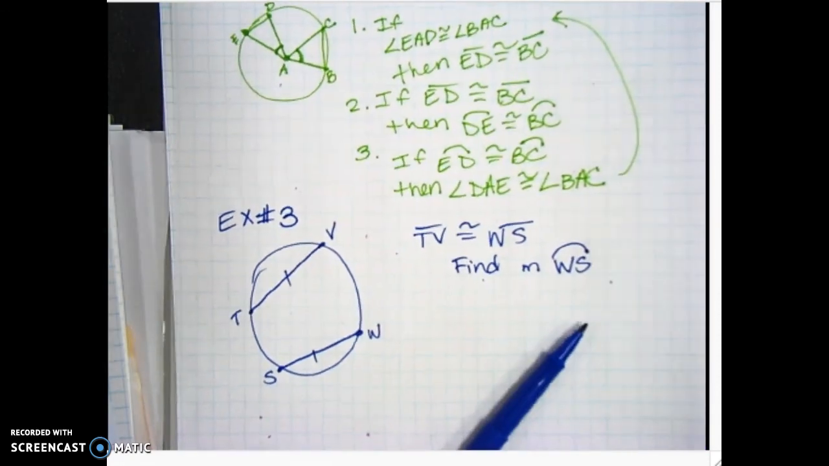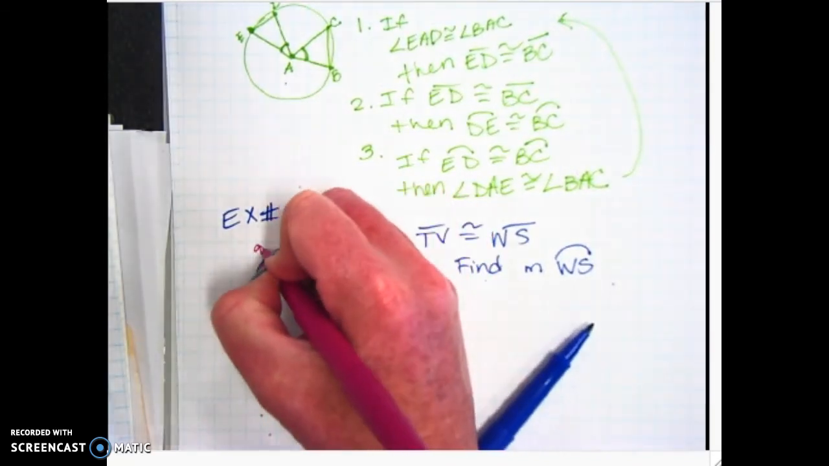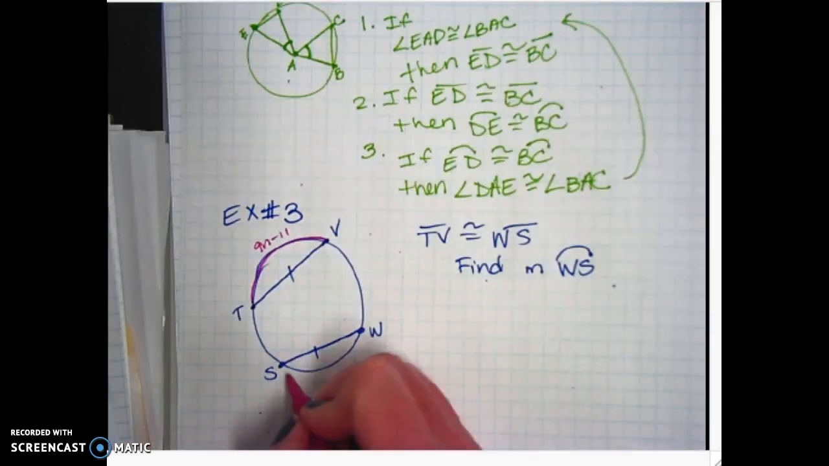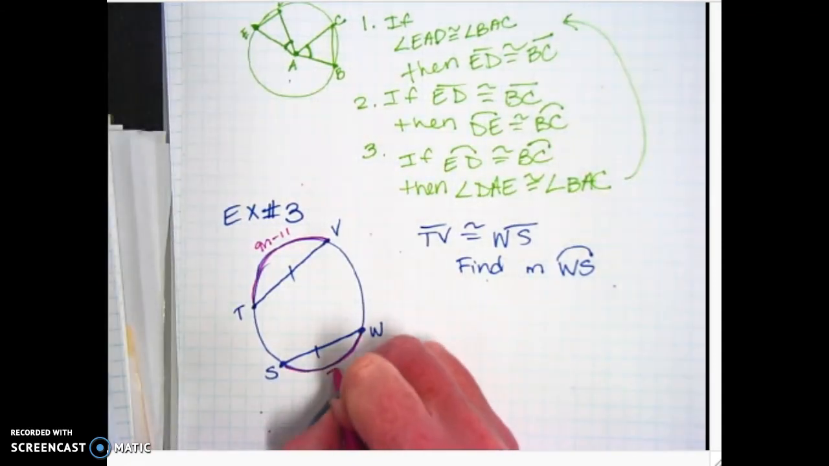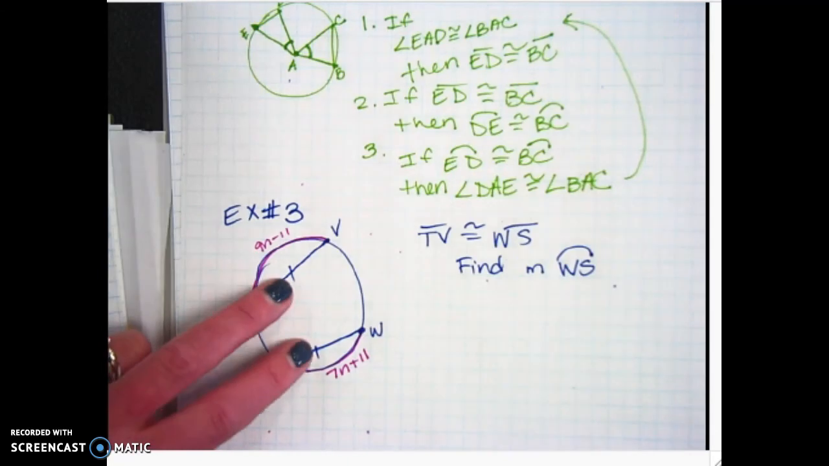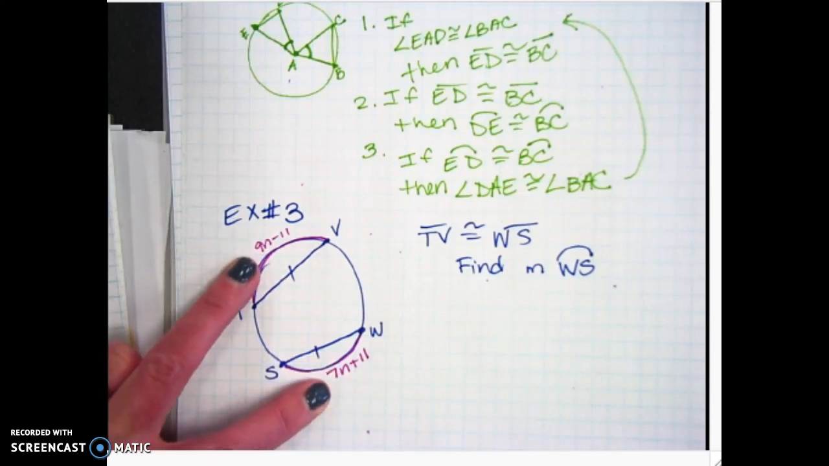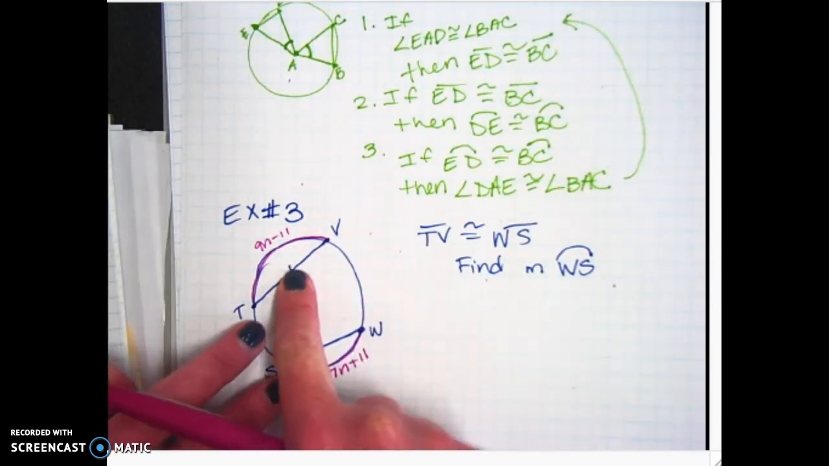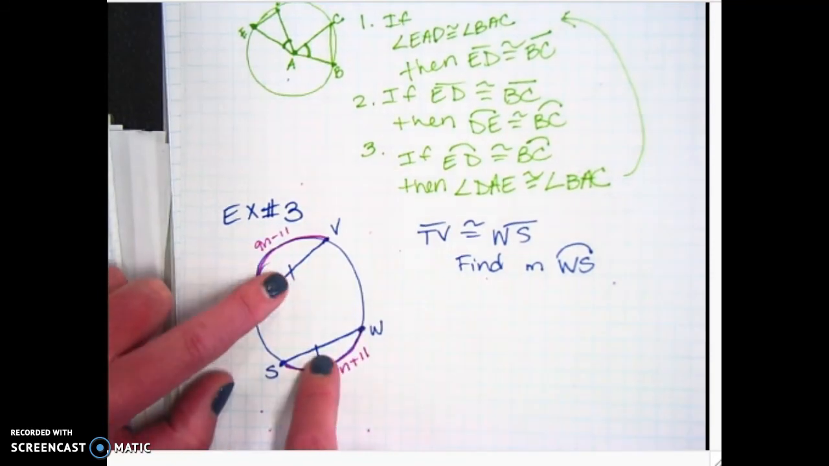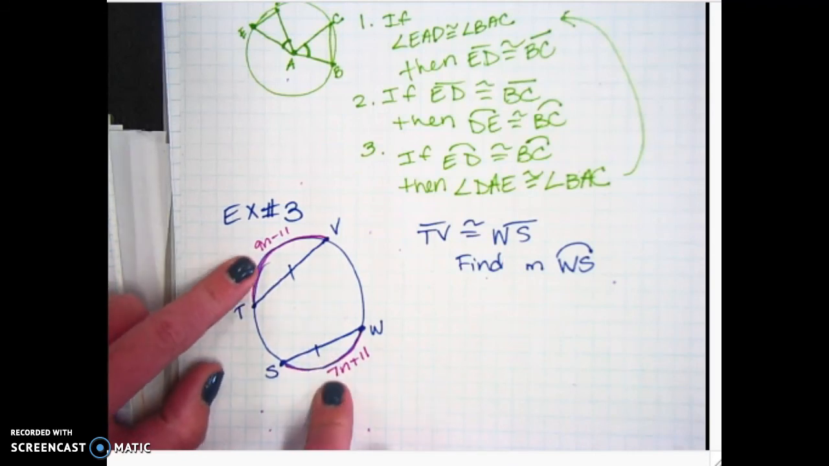All right, so we need some measurements. This arc over here, arc TV, is going to be 9n minus 11, and this arc over here is going to be 7n plus 11. Okay, now they're telling us that the chords are congruent, which is semi-helpful in getting the arcs congruent, because of the theorem that we just said, that if the central angles are congruent, then the chords are congruent. If the chords are congruent, then the arcs are congruent. So in this case, if the chords are congruent, which they are, they told us and we marked them, then their arcs are congruent.